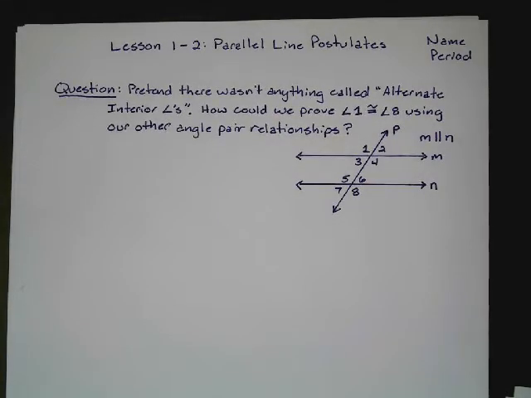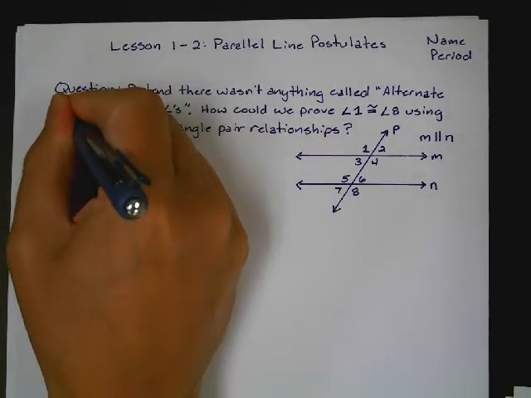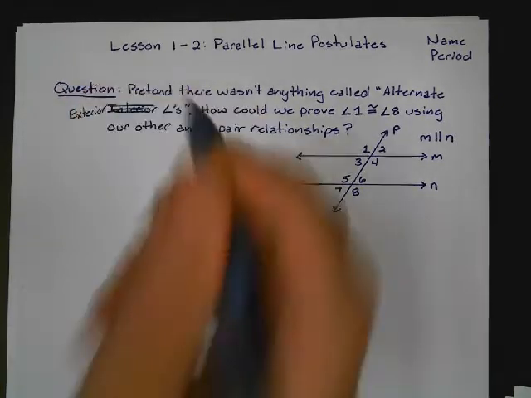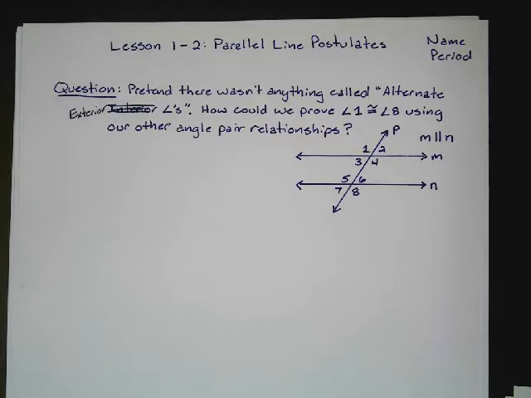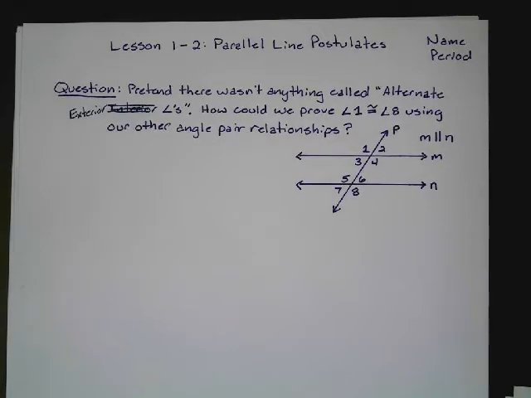Today's question is, pretend there wasn't anything called alternate, that should say exterior. Let's change that. Sorry. Let's pretend that there wasn't something called alternate exterior angles. How could we prove that angle 1 is going to be congruent to angle 8? Because it will be. Angle 1 and 8 should be congruent to each other. Alternate exterior angles tells us that's true. But let's pretend we didn't have alternate exterior angles.